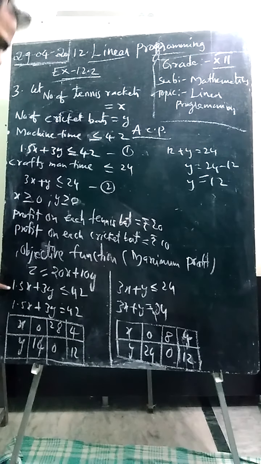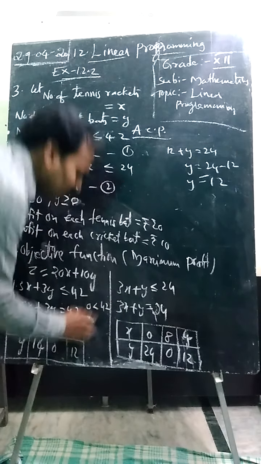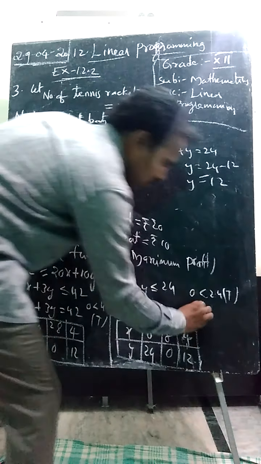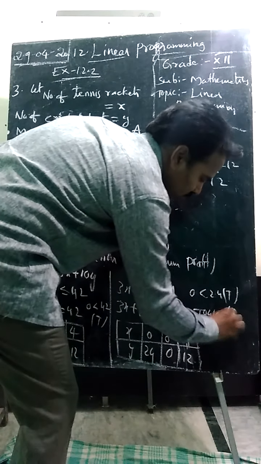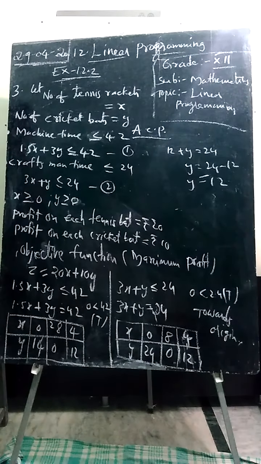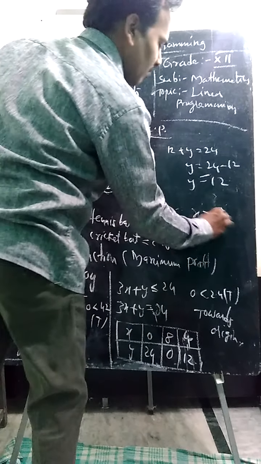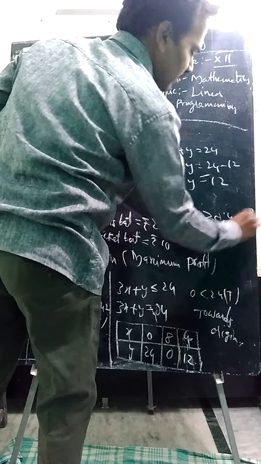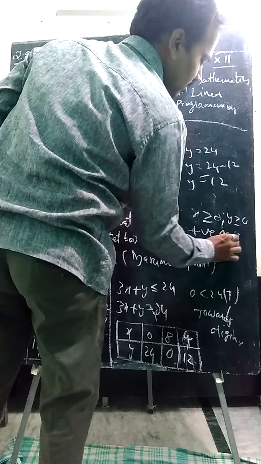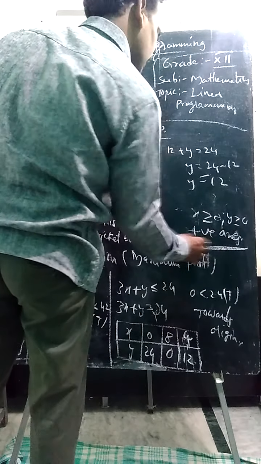Here see, students, if you put 0, origin, 0 less than 42, it is towards the origin. 0 less than 24, true. Both are true. So towards the origin, not away from the origin. Towards the origin. So plot it and apply the condition restrictions. What are the restrictions? X greater than or equal to 0, comma, y greater than or equal to 0, always positive axes only. I mean the x axis and the y axis.